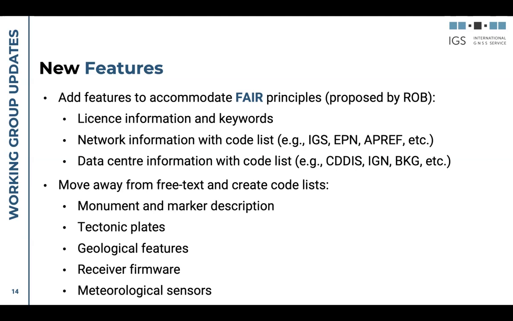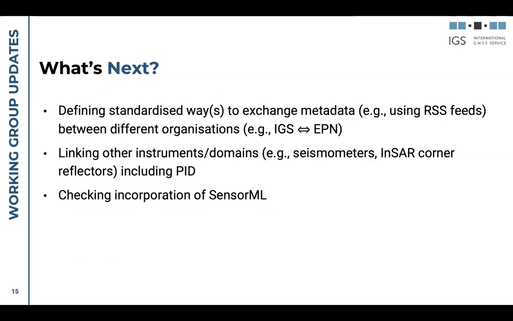There was a request also that we should create code lists for receiver firmwares, because there's quite a variety sometimes in which way the same receiver firmware has a different kind of naming. And we want to do the same for meteorological sensors. Okay, so what's next?